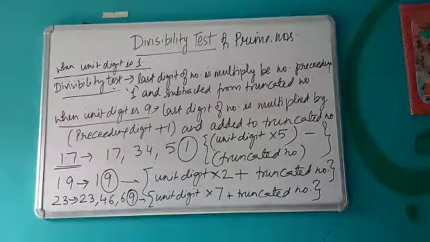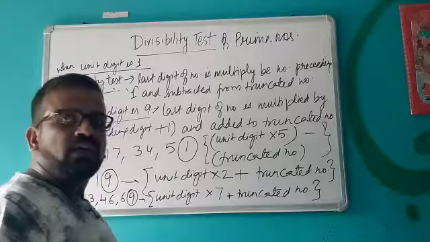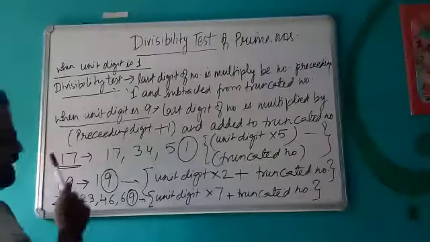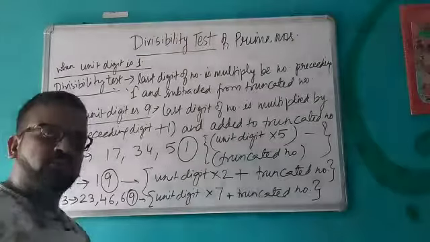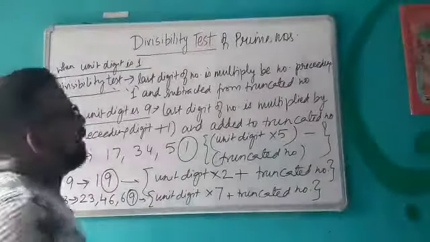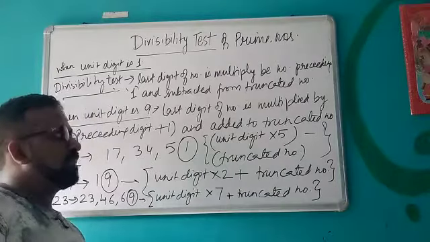Like this you can find the divisibility test of prime numbers like 7, 13, 19, 17, 23. The only limitation of this method is you need to know the tables of 17, 19, 23, then 29, like this. If you know the tables of these numbers, then you can easily identify whether the given number is divisible by a prime number or not. Thank you.